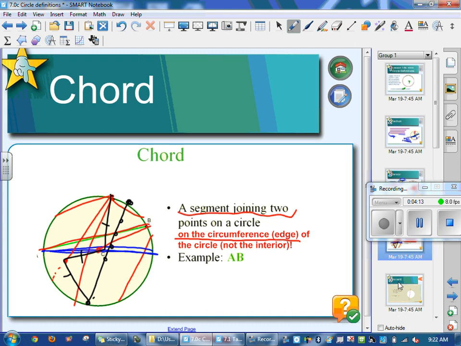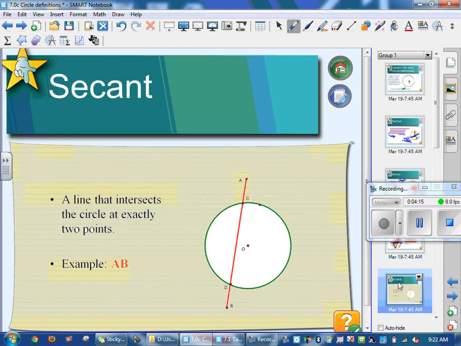All right. Secant. Well, this is the exception to the rule. This is a line that is a chord, but it extends beyond. So it gets a new name. We don't call them a chord because chords have to stop at the edge of the circle. Secants get to go beyond the circle, but they go straight through.